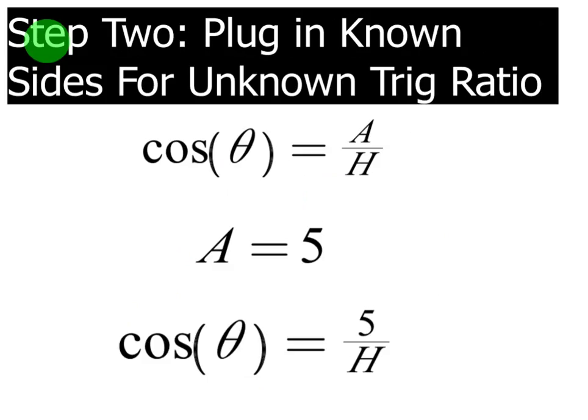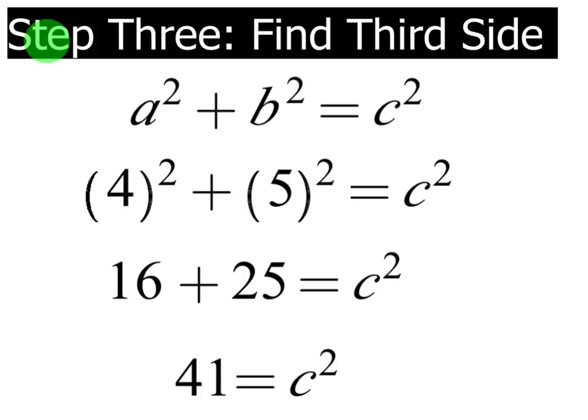Okay, so step 2 again is to plug in the known sides for this trig ratio we're trying to figure out. So we know that the adjacent side is 5 since we were given tangent. We just need to find the hypotenuse. So we're going to do that again using the Pythagorean theorem like we did in the last example. 4 squared plus 5 squared equals c squared.